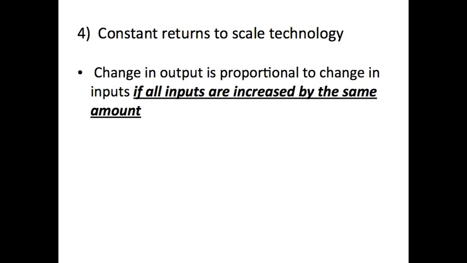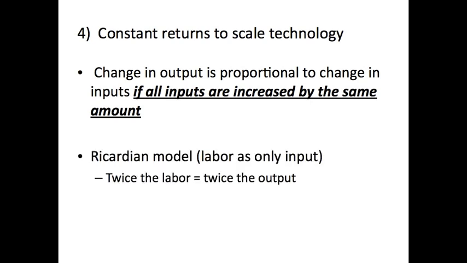We'll have constant returns to scale technology. That is to say, if you increase all inputs by some percentage, then output will rise by that same percentage. Of course, in the Ricardian model, that's a very simple prospect because labor is the only input. So if you increase labor, output rises by that same amount. That's another way of saying that the marginal productivity of labor in the Ricardian model stays constant.